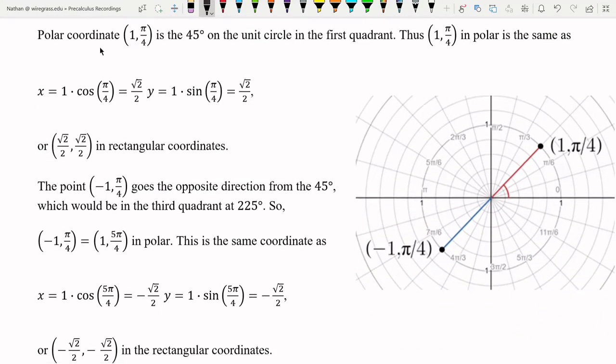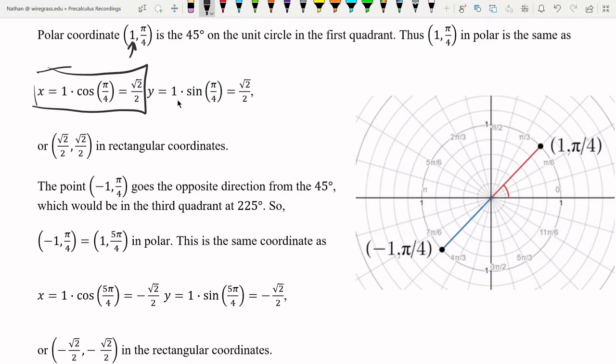Now, polar coordinate 1, pi over 4. This is the same thing as 45 degrees on the unit circle, right? This is a unit of 1 out from the center. Well, that's what the unit circle is. And pi over 4 is the same thing as 45 degrees. So for x, 1 times cosine pi over 4 is going to give you root 2 over 2. 1 times root 2 over 2 is root 2 over 2. That's the x coordinate.